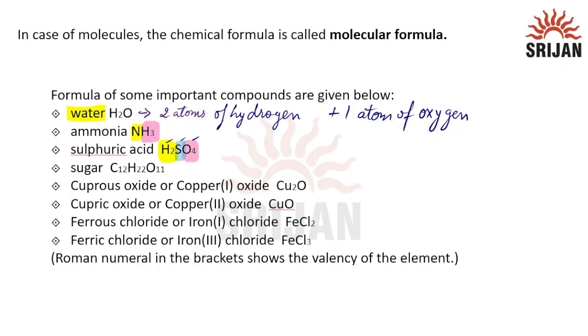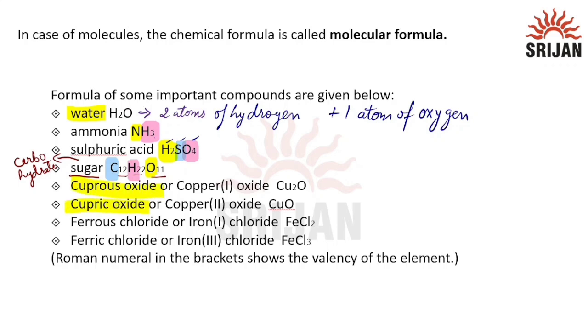Now next, sugar. Sugar is a type of carbohydrate. Its molecular formula is C12H22O11. So it contains three types of atom: carbon, hydrogen and oxygen. It contains 12 carbon, 22 hydrogen and 11 oxygen. Then cuprous oxide and cupric oxide.